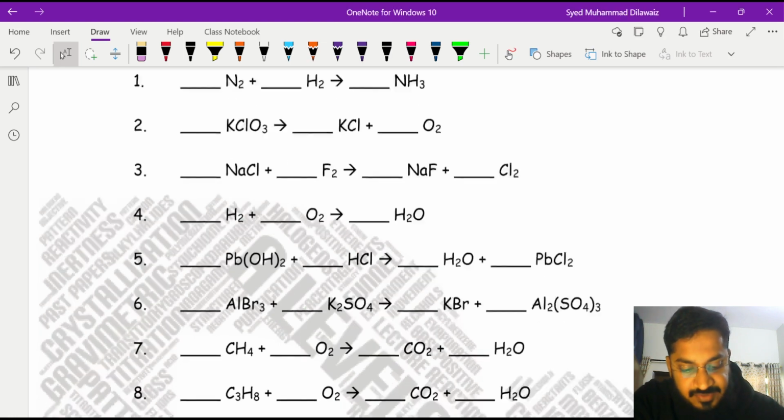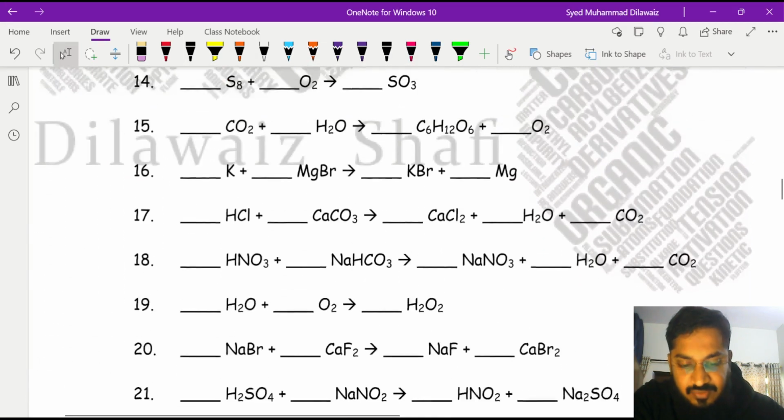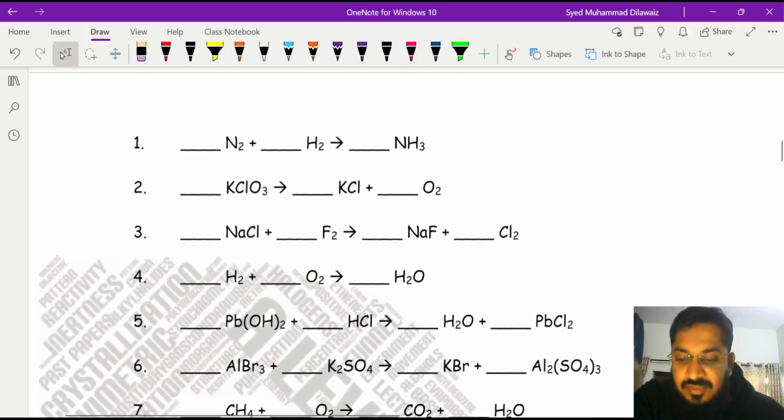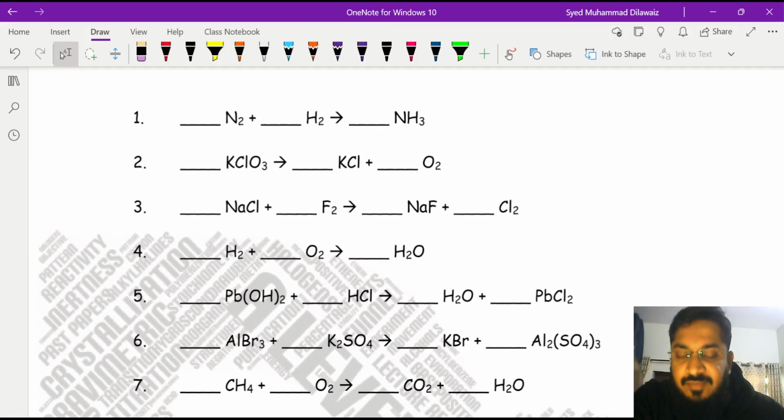We are going to start with page number two. If you are holding page number two in front of you, you can start with me right now, or you can download it from the link. Just look at equation number one.